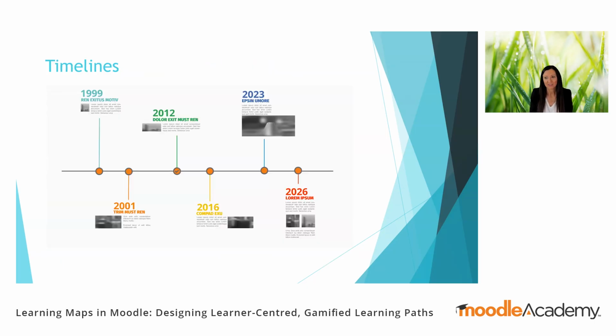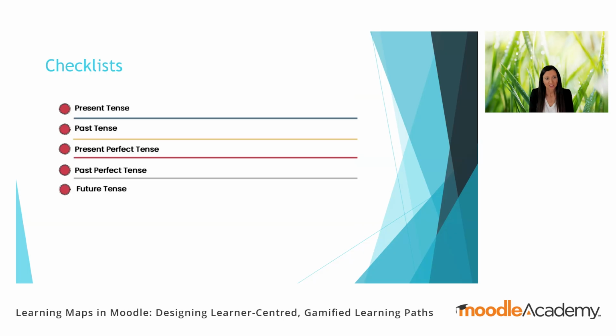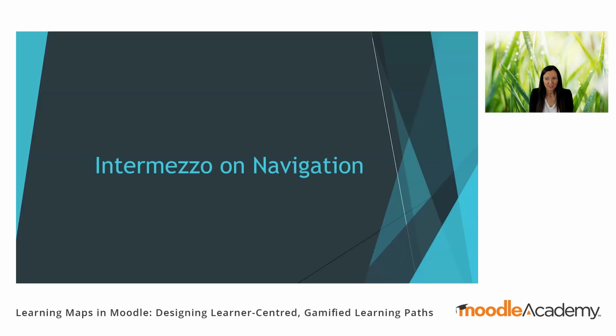It could be completely different. It could be a timeline that you're creating, but it's always the same principle. You have a background image, you place your learning activities or resources on the map, and you use paths, visible or invisible paths if you want to. So timelines, or you could also have checklists here from an English lesson. And before I go on with a few more examples, let's have a look at navigation.